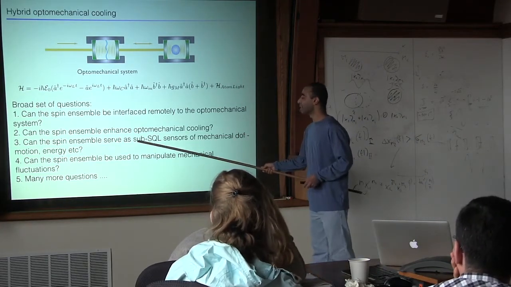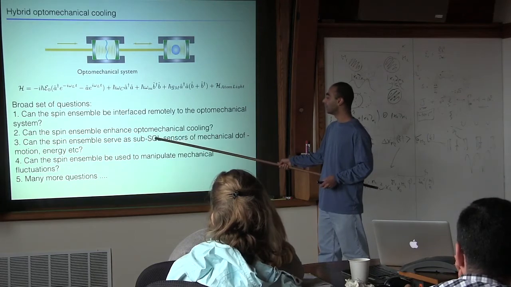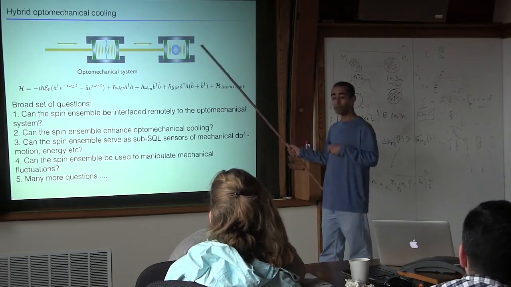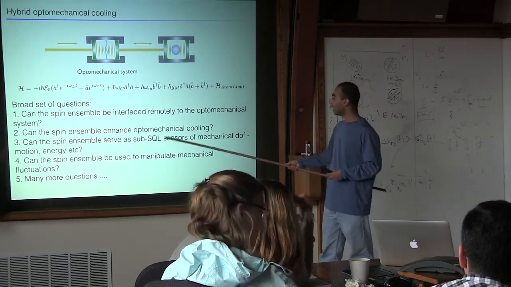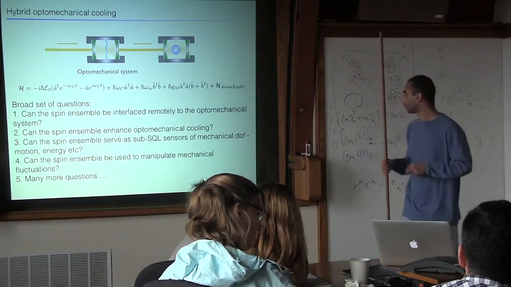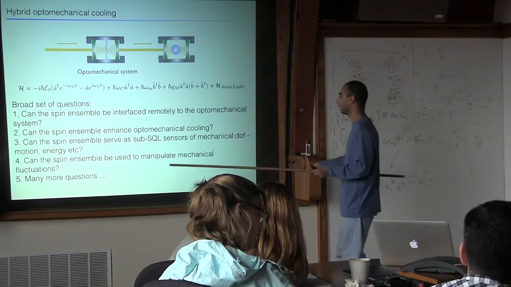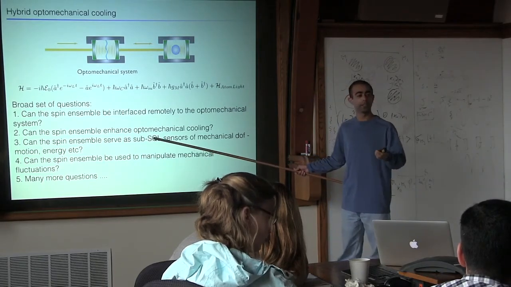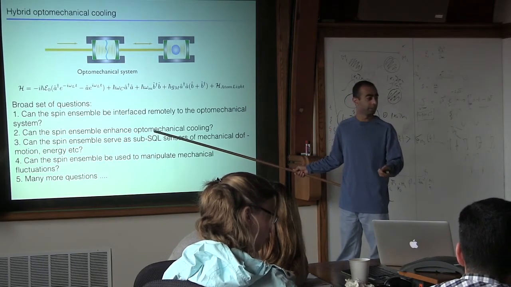That's what we're talking about, the third question, which is, once we cool it, can we actually use the spin ensemble, because it's a highly nonlinear system, to do sub-standard quantum limit sensing of the mechanical motion? And the answer to that is yes, I think. Is that official? The answer is yes.